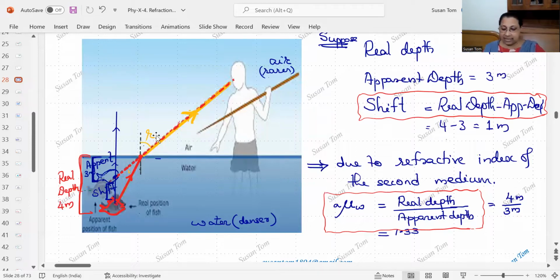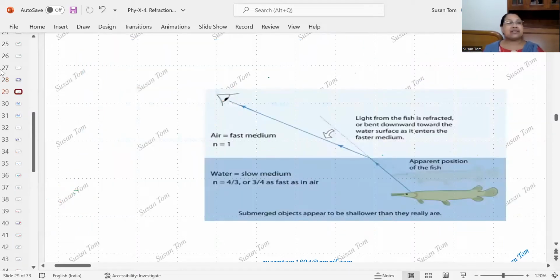Can you see the shift on the right side? The shift by which the object appears to be raised depends on, number 1, the refractive index of the medium. Second, the thickness of the denser medium, and the color or wavelength of the incident light. Okay, on which we have to discuss.